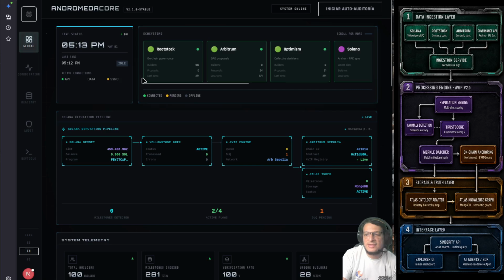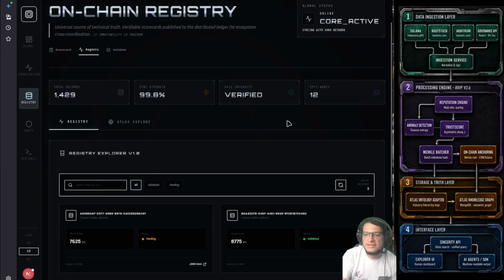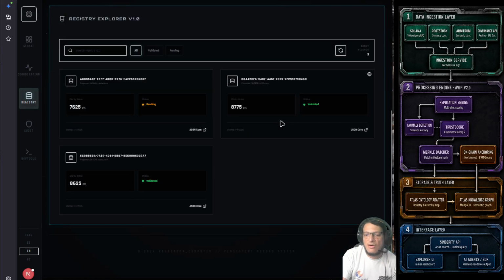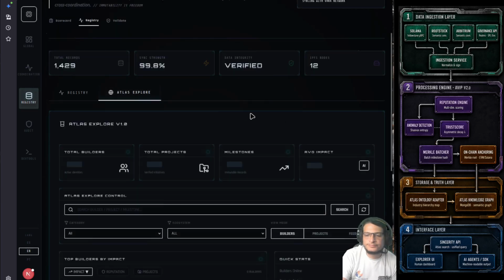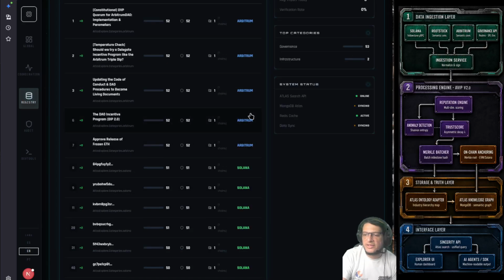Our index engine retrieves pre-processed data from the various chains, including Arbitrum, of course, allowing us to click on any of the builders' proposals listed below. This brings up the reputation scorecard, a graphical representation of the reputation generated by a specific builder.